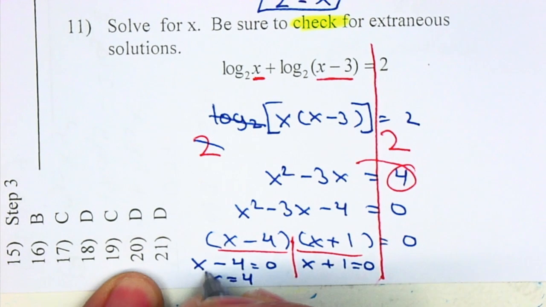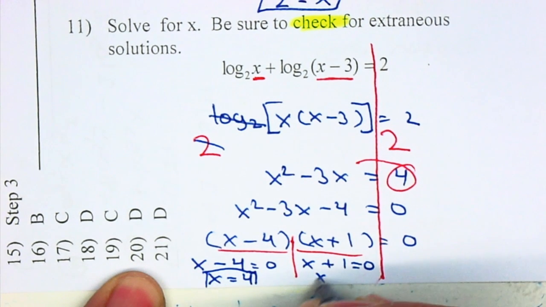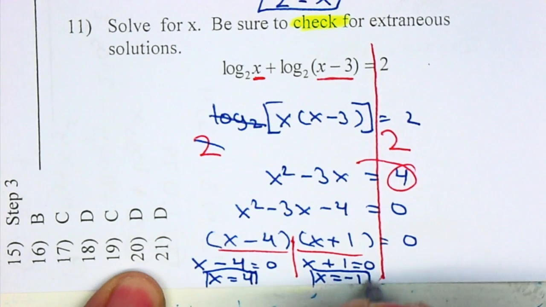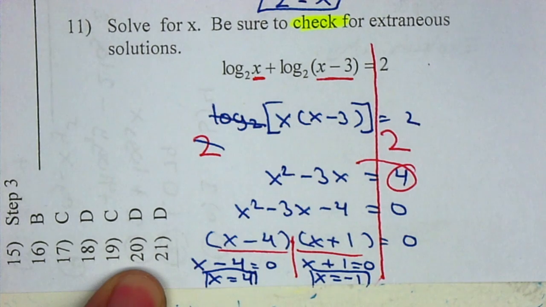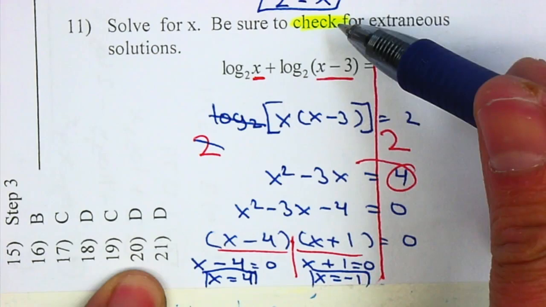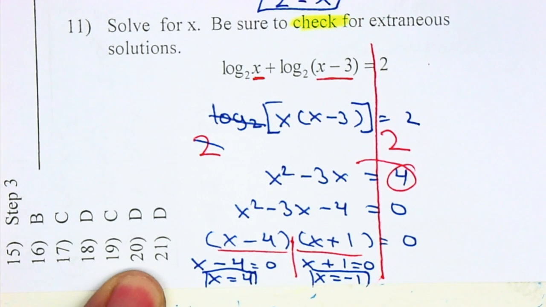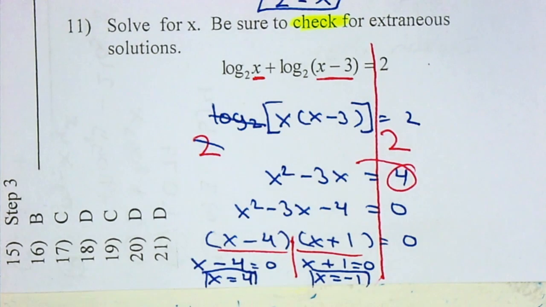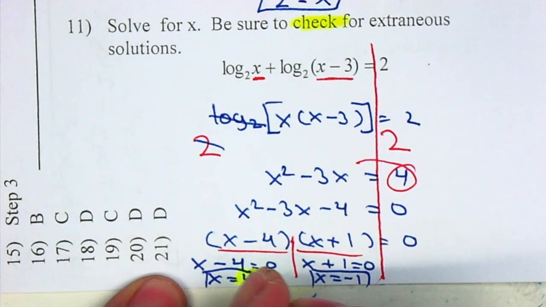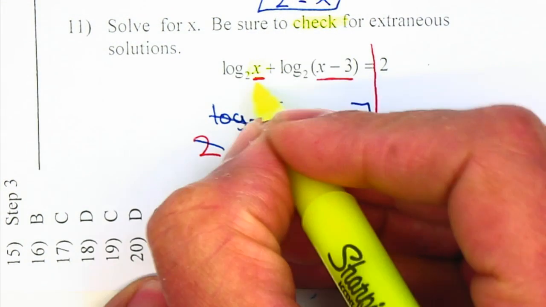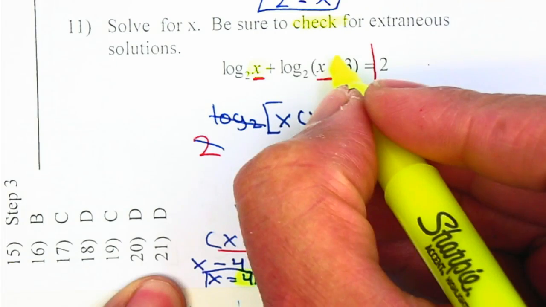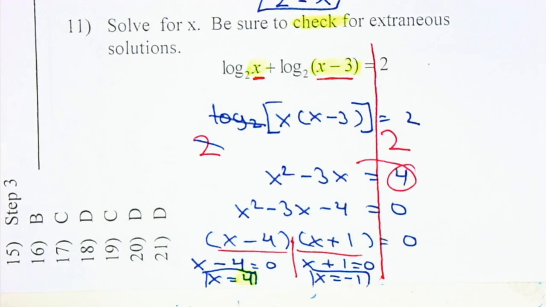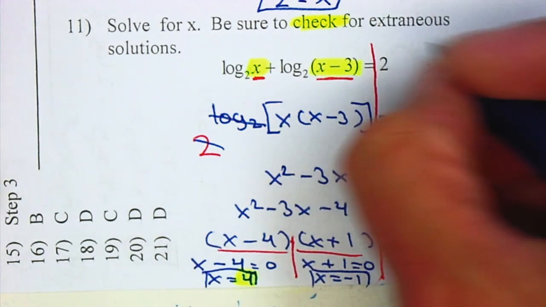X is equal to 4, x is equal to negative 1. Now remember that we need to check. I'm going to plug in a 4 in here. This one's fine. And in here. So let's check.